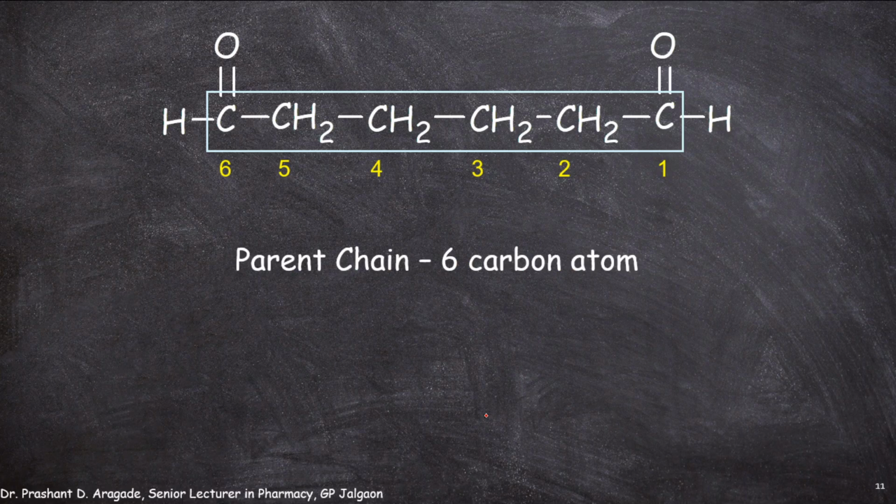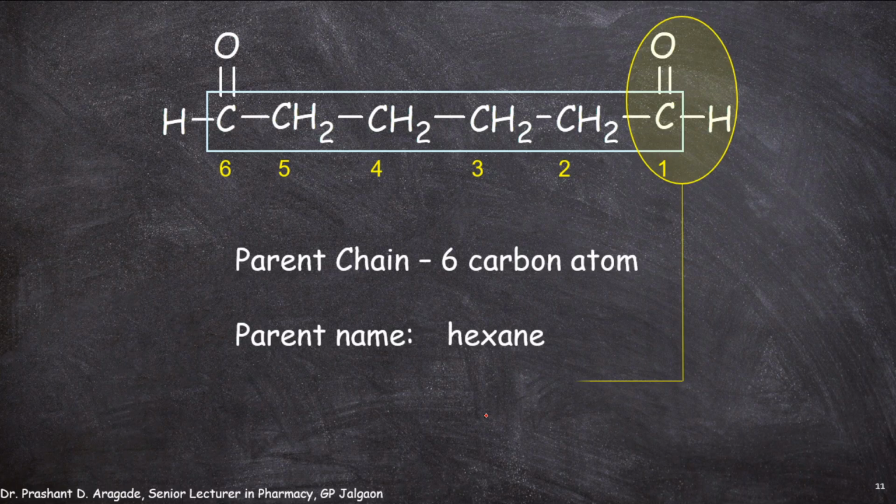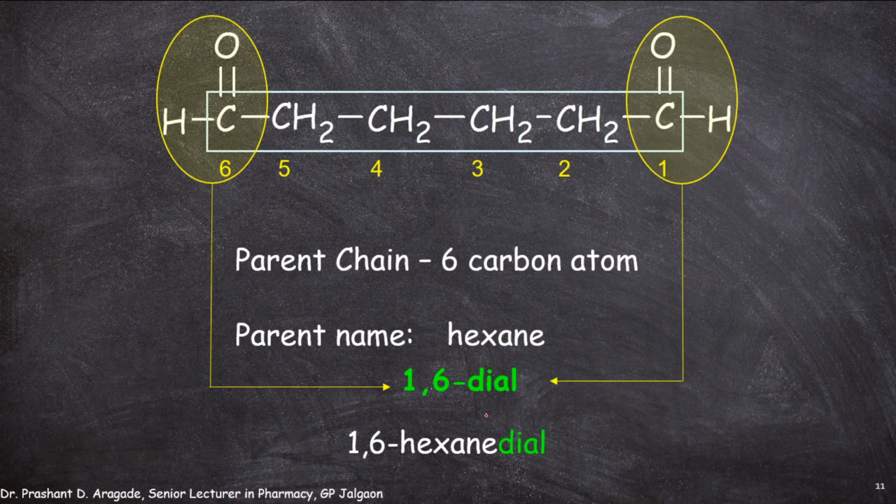See, it contains 6 carbon atoms, so the name is hexane, and as it contains 2 aldehyde functional groups, the suffix dial is used and mention its position, that is 1,6-dial. So the name of this compound is hexane-1,6-dial.